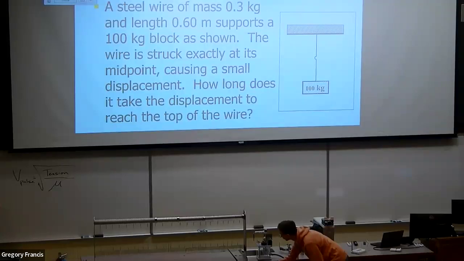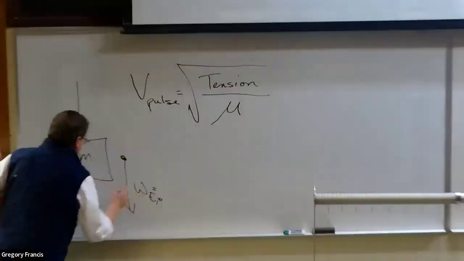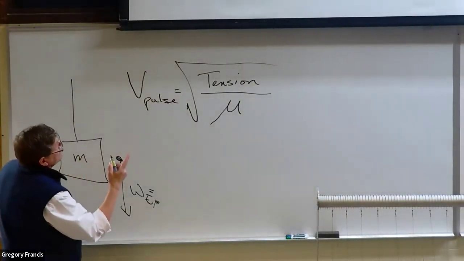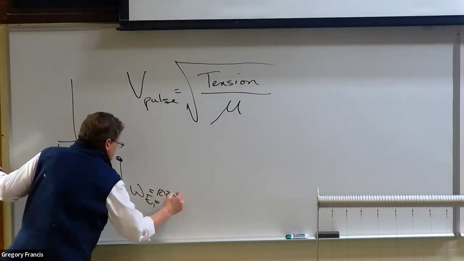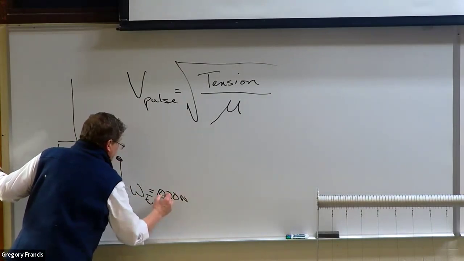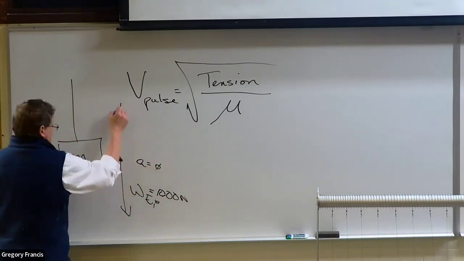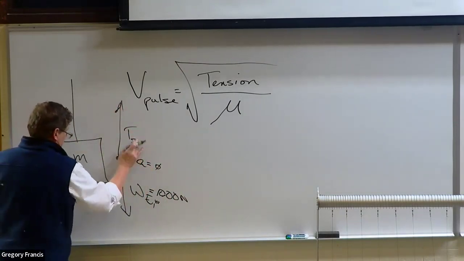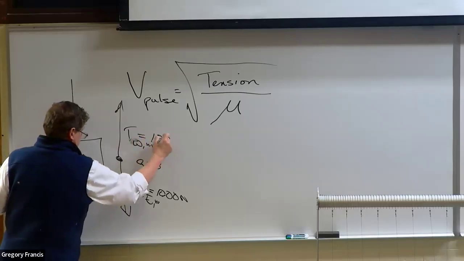Now let's look at that tension force. If I draw a free body diagram for that mass, I have a weight force down. And that's going to be equal to, it was 100 kilograms, so this is going to be 1,000 newtons. And this is just sitting there. So the tension by the wire on that mass is going to be 1,000 newtons.